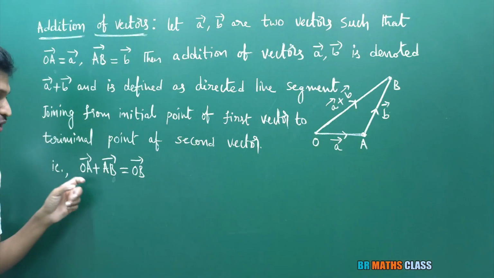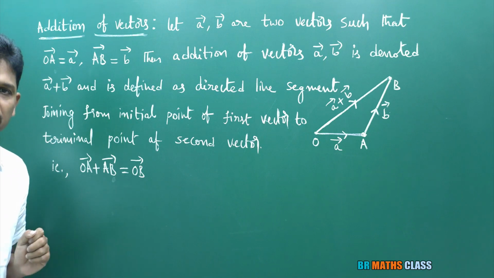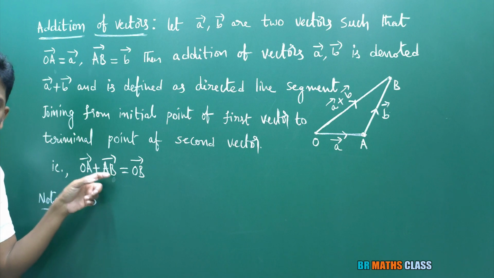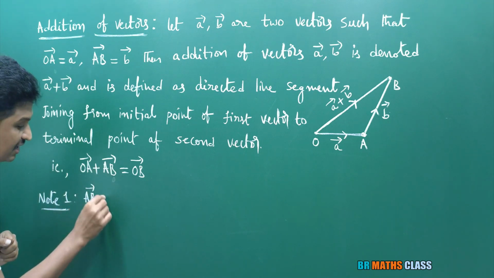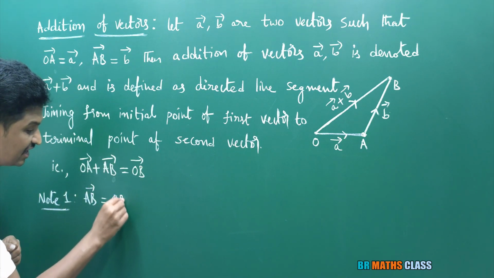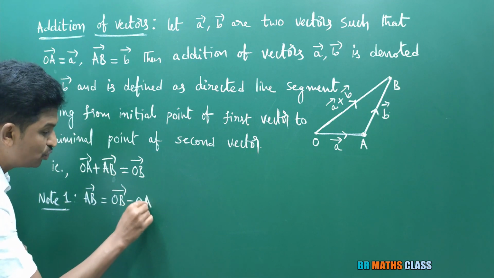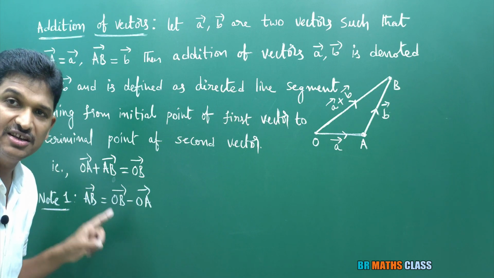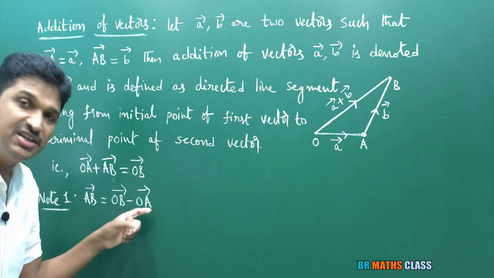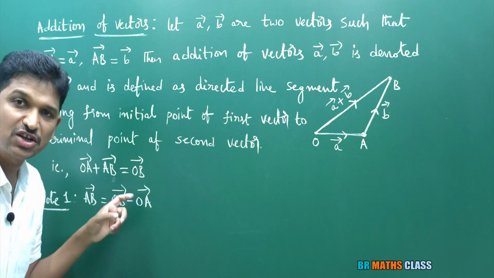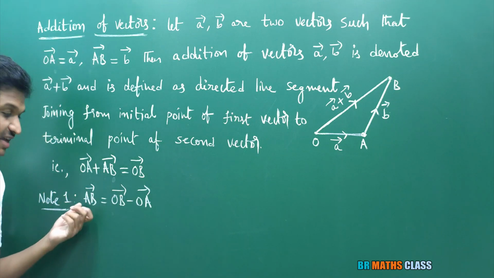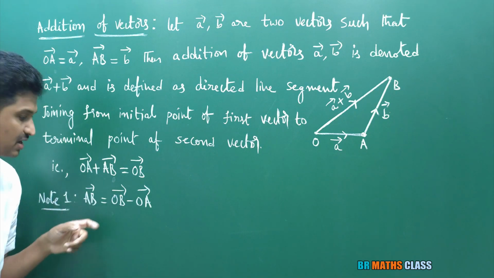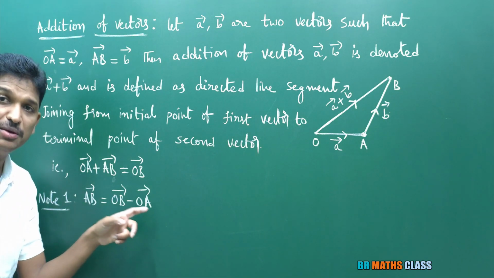You observe here OA bar plus AB bar is OB bar. From this, can I write AB bar? Note 1. From this, what is AB bar? You take OA bar to other side, AB bar is OB bar minus OA bar. In earlier classes, you learned OB bar is position vector of point B. OA bar is position vector of point A. Here the important thing is AB bar can be written as OB bar minus OA bar.